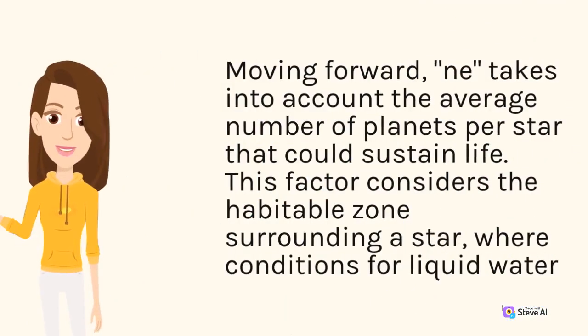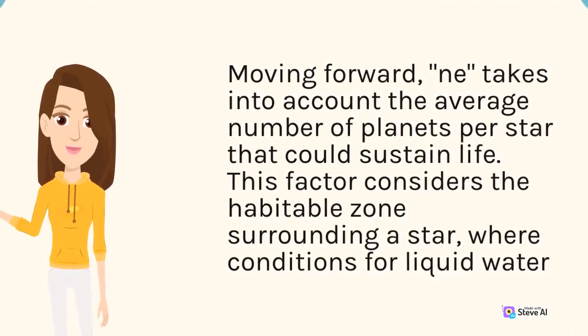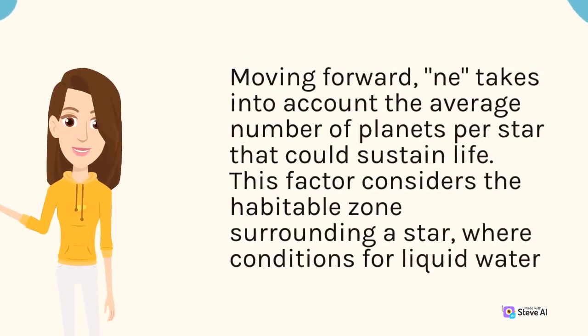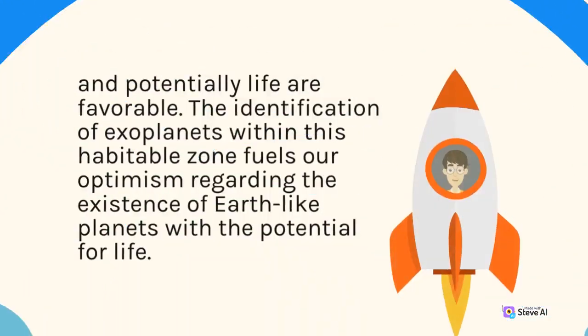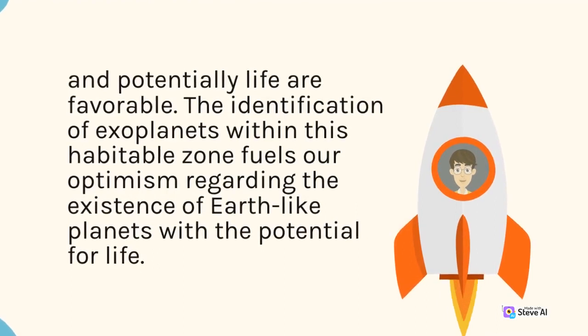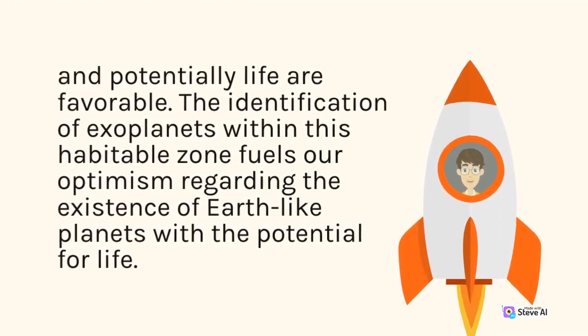Moving forward, Ni takes into account the average number of planets per star that could sustain life. This factor considers the habitable zone surrounding a star, where conditions for liquid water and potentially life are favorable. The identification of exoplanets within this habitable zone fuels our optimism regarding the existence of Earth-like planets with the potential for life.